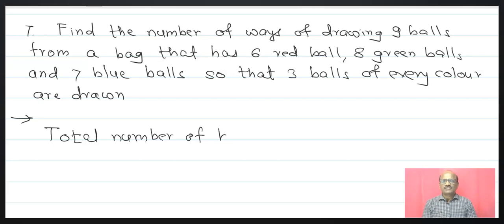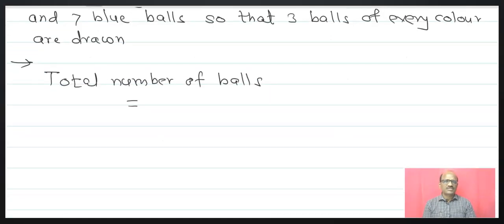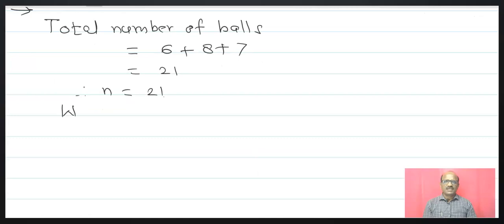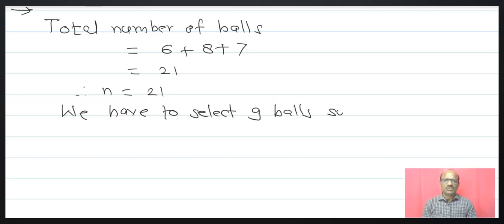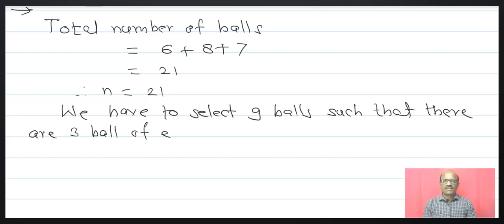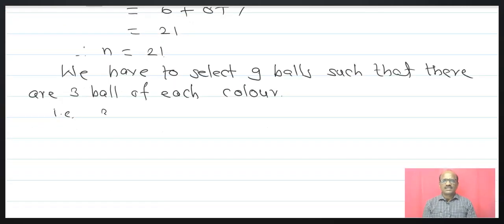Now we want to draw 3 balls of each color. Therefore, for the red balls it is 6C3, and the total number of balls is 6 plus 8 plus 7, that is equal to 21. We have to select 9 balls such that there are 3 balls of each color, that is 3 red, 3 green, 3 blue.